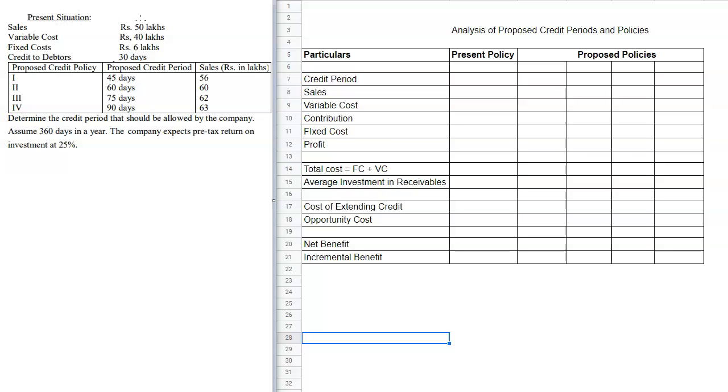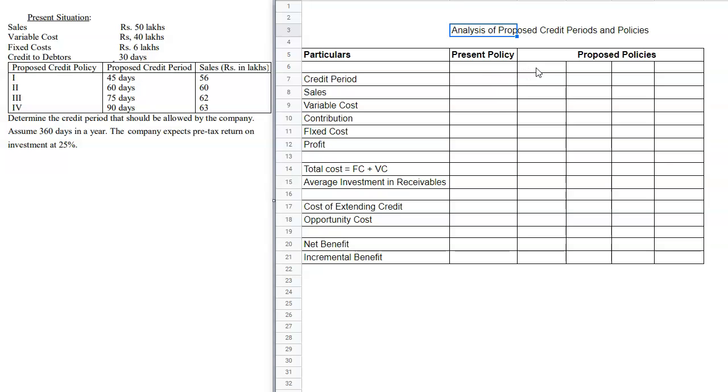The present situation mentions sales as 50 lakhs, variable cost as 40 lakhs, fixed cost as 6 lakhs, credit period 30 days. I've already made the format on the right hand side. Okay, analysis of proposed credit period and policies, and I've made the structure. Now looking at the question, we can go ahead and fill it up.